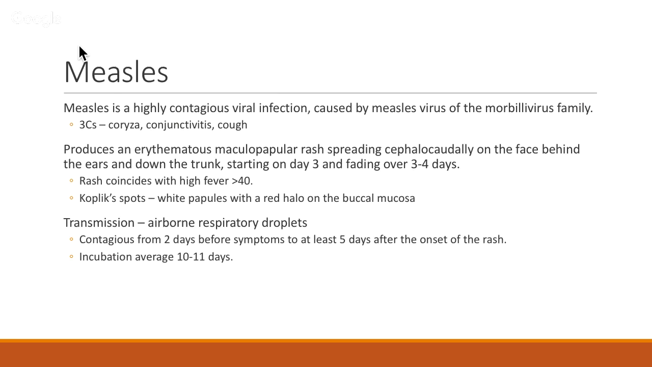So classically the rash, they say, progresses cephalocaudally, where it starts behind the ear and then goes down the trunk. And you get the rash on day 3. So there's a clear progression of symptoms. Koplik spots appear before the actual rash in the trunk, though. And in terms of the rash, it's described as maculopapular erythematous morbilliform. Transmission is by airborne respiratory droplets, so if anybody coughs or sneezes in the air, then anybody who breathes in that can essentially contract measles.